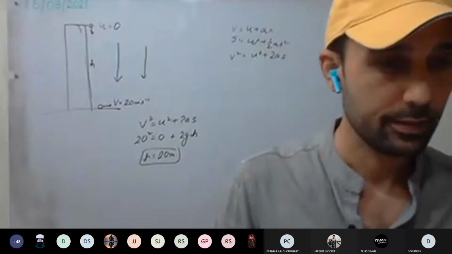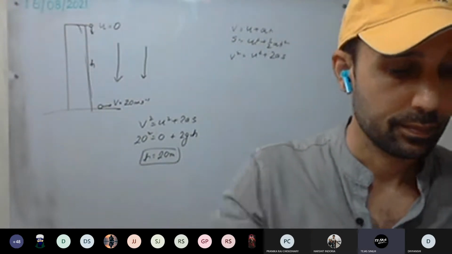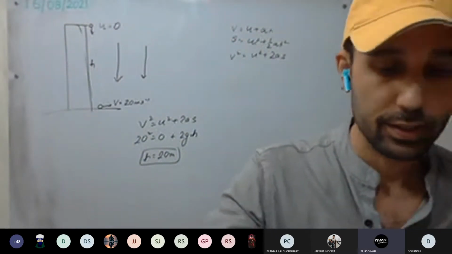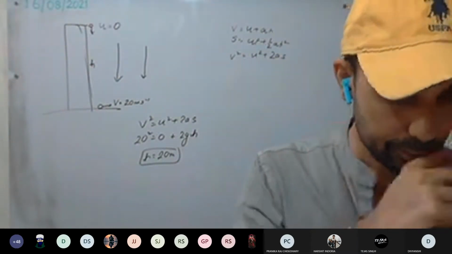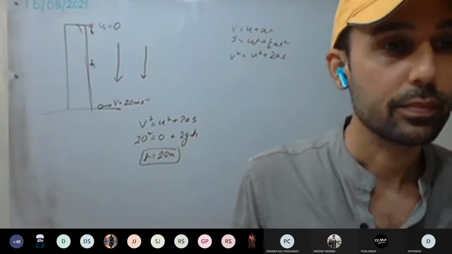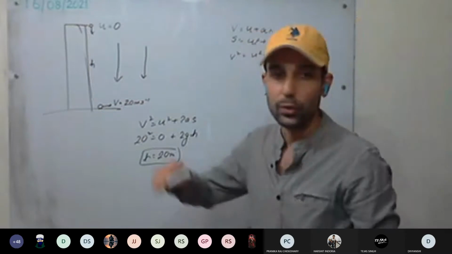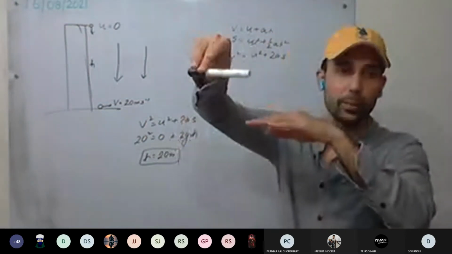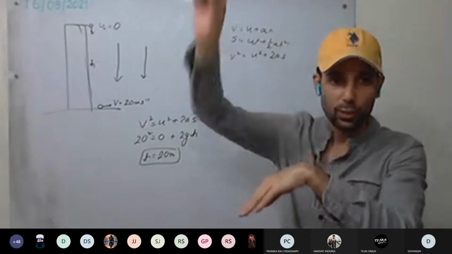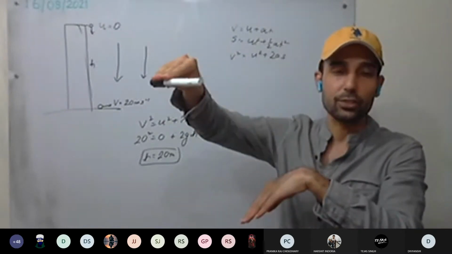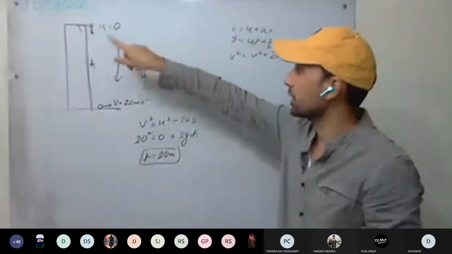This question is clear? Yes, sir. Try 13th one now. Sir, can you again explain? Okay, see here. You are on the tower and you are dropping a body. So initial velocity will be how much? You are just dropping. You are not throwing with some velocity. You are just dropping. It means initial velocity 0.